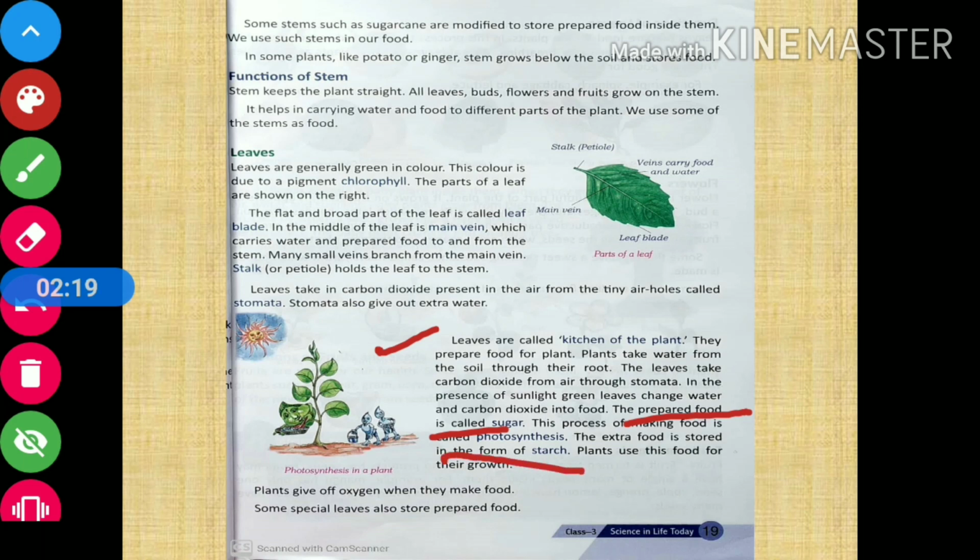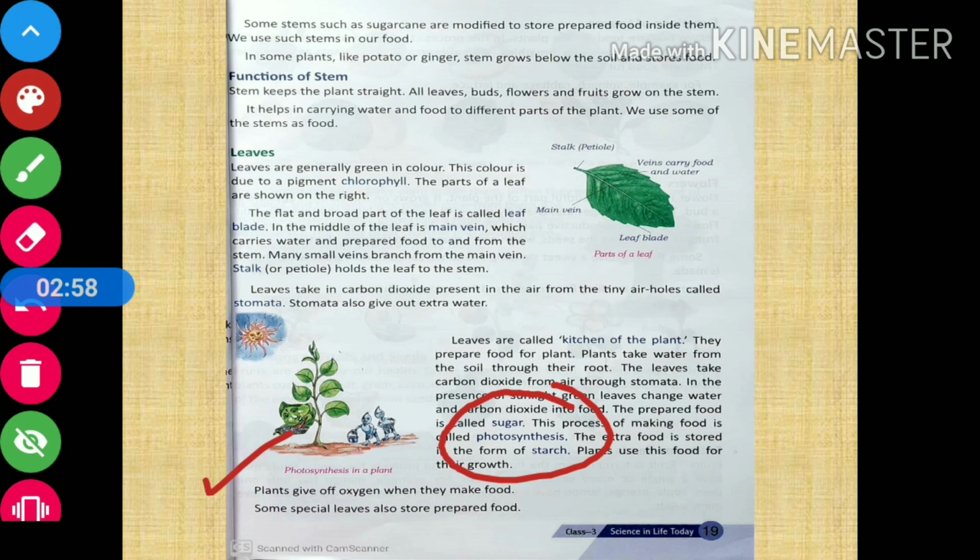This process of making food is called photosynthesis. The process by which plants make their own food in the presence of sunlight with the help of water and carbon dioxide is called photosynthesis. During this process the plant gives off oxygen, which is then utilized by us and by animals. And it takes carbon dioxide to make its own food.